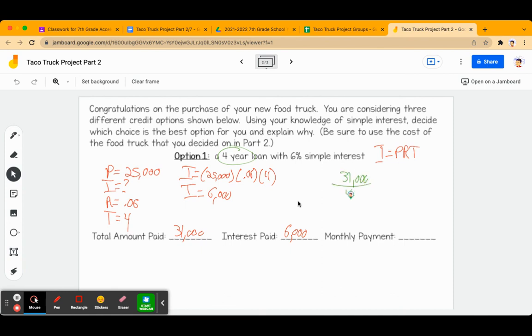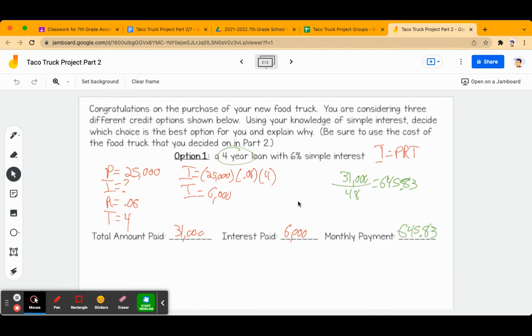and divide it by 48. 31,000 divided by 48 is going to be $645.83, rounded to the nearest hundredth. And that's what we should be rounding to, nearest hundredth, because we're talking about money. So the monthly payment is approximately going to be $645.83. All right, and there you go.